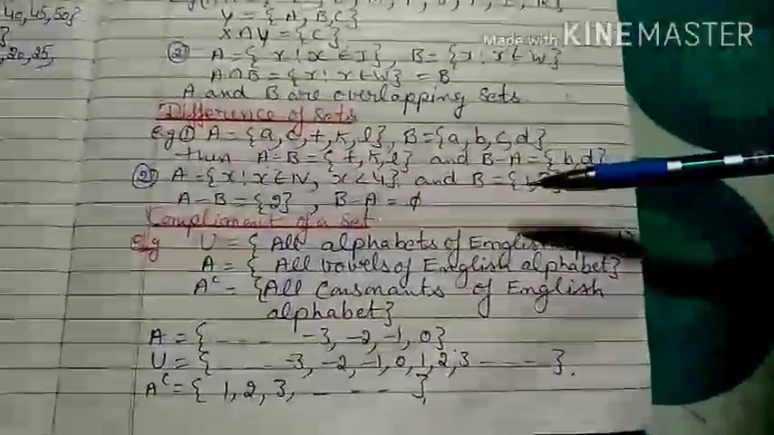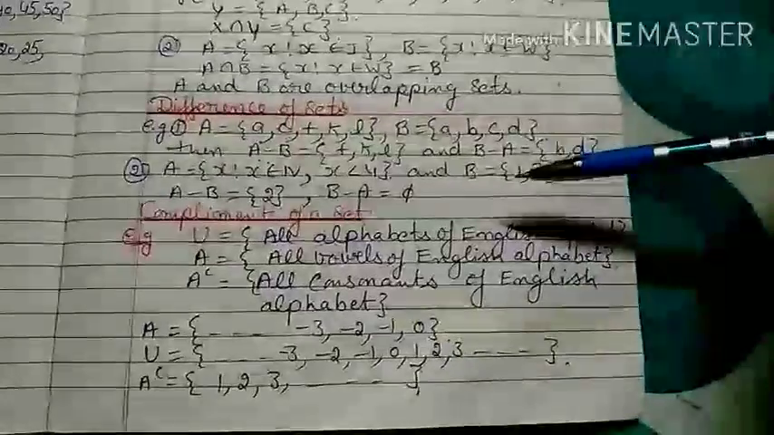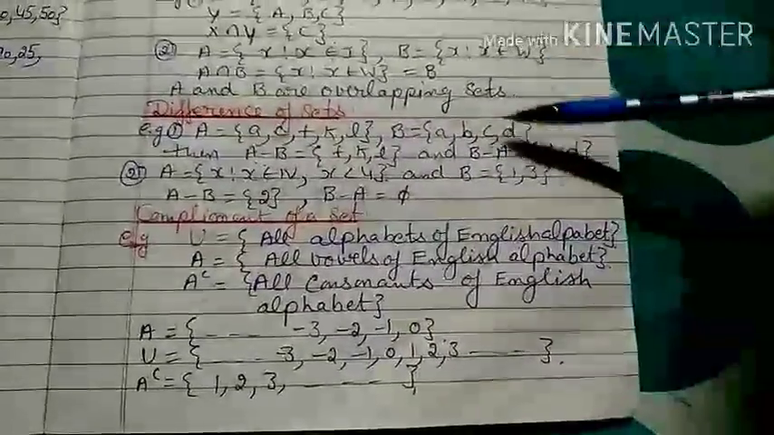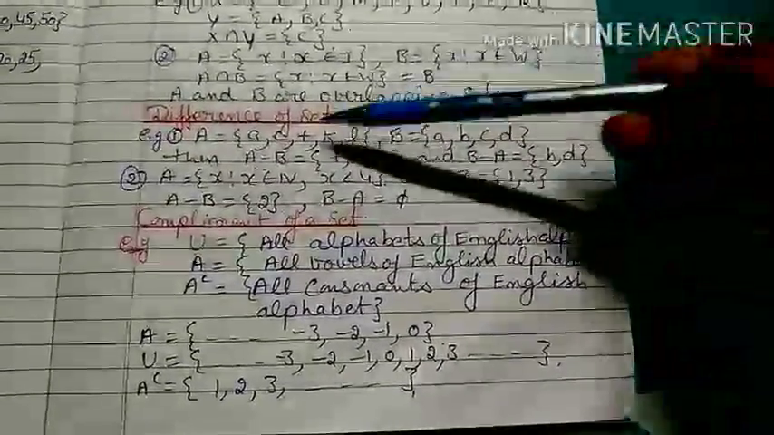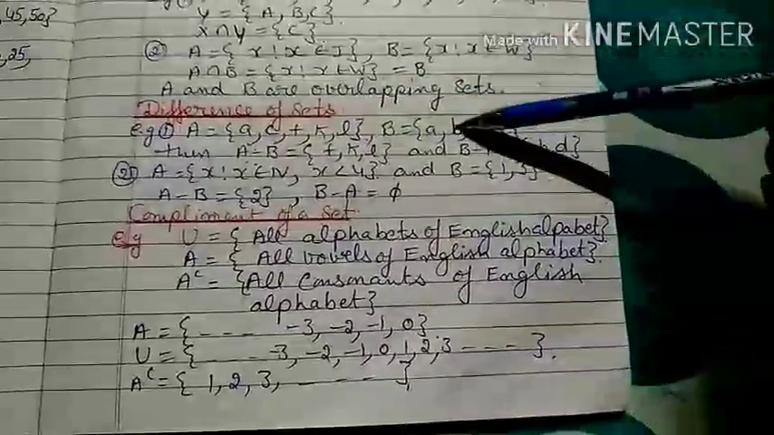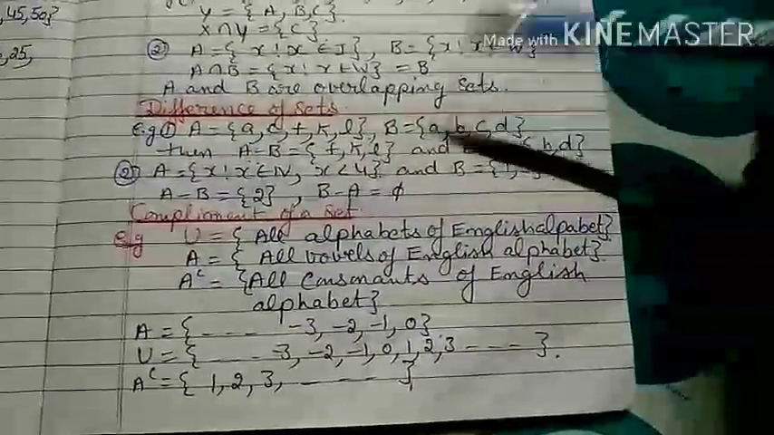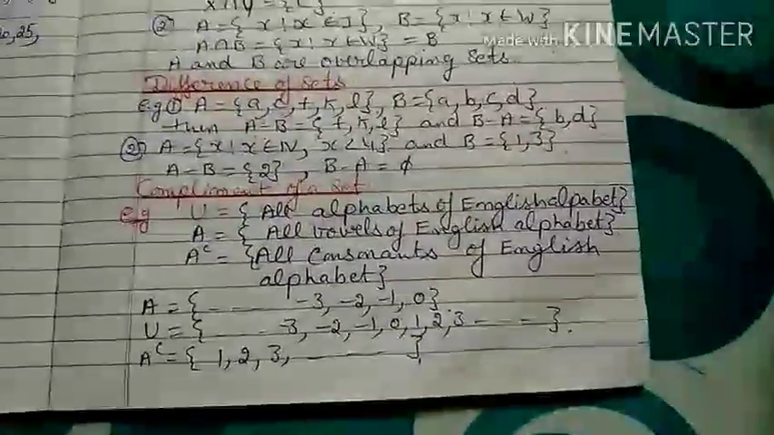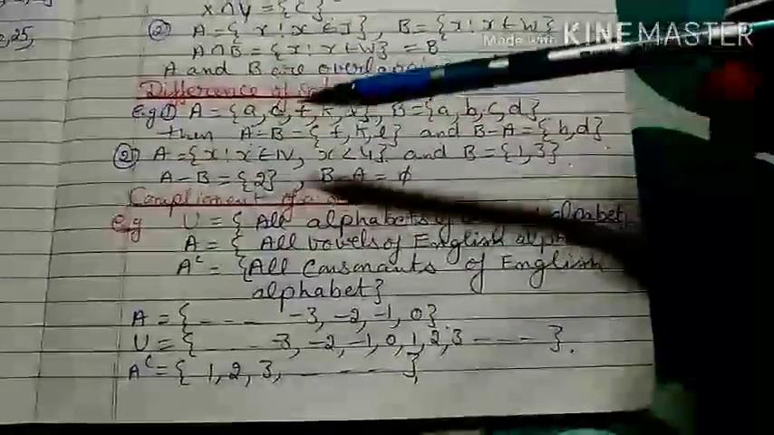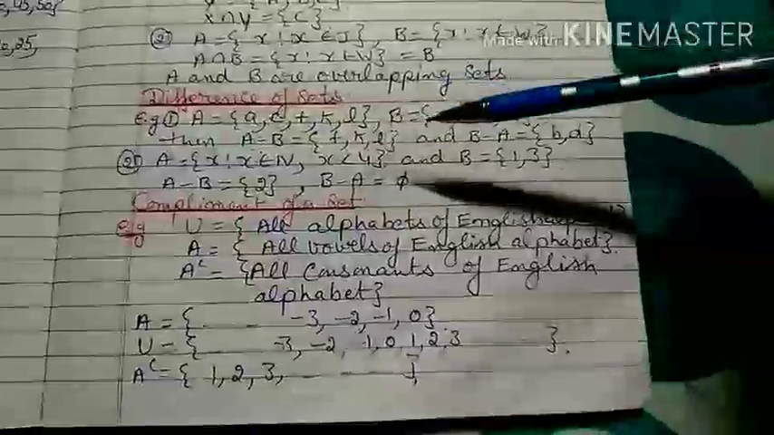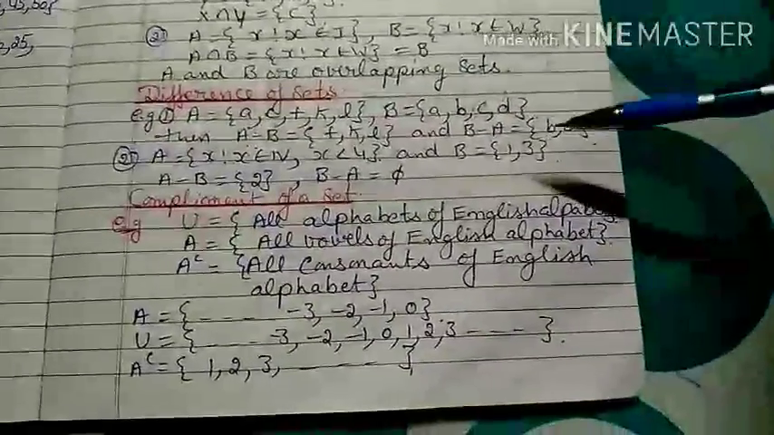But if you have to find B minus A, you concentrate on the B set, and the common elements of A and B should be ignored. The rest of the elements of the B set, other than the common elements, should be written under B minus A. If A is a set, X belongs to natural numbers, X is less than 4, and B is 1 and 3.